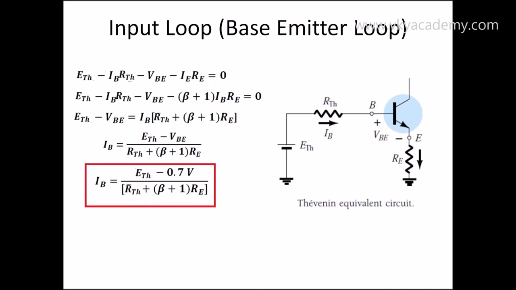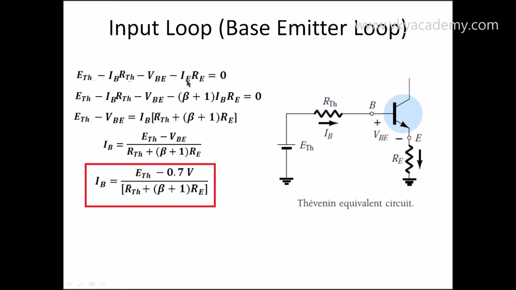Now, as we discussed in our previous two lectures, every biasing circuit has two loops: the base-emitter loop, which is the input loop, and the collector-to-emitter loop, which is the output loop. We need to apply KVL in the base-to-emitter loop first. The KVL equation will be ETH, the IB into RTh, then VBE, then IE into RE. So the loop equation is ETH minus IB RTh minus VBE minus IE into RE equal to 0.